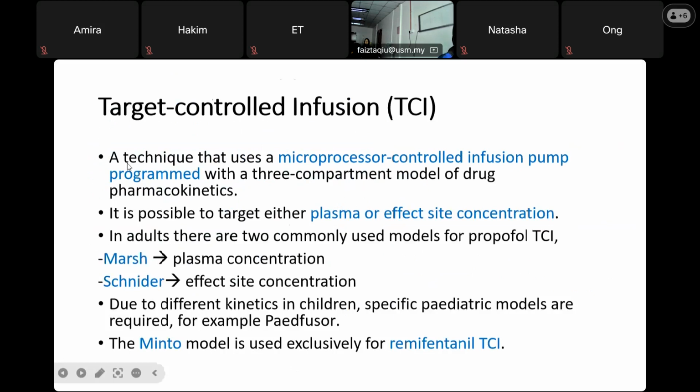So TCI, target controlled infusion, is a technique that uses a microprocessor-controlled infusion pump programmed with a 3-compartment model of drug pharmacokinetics. It is possible to target either the plasma or the effect site. In adults, there are 2 commonly used models, the Marsh model and the Schnider model. The Marsh model targets the plasma concentration and Schnider targets the effect site. For pediatrics, due to the different kinetics, the model used is the Paedfusor. And for remifentanil TCI, the model used is Minto.